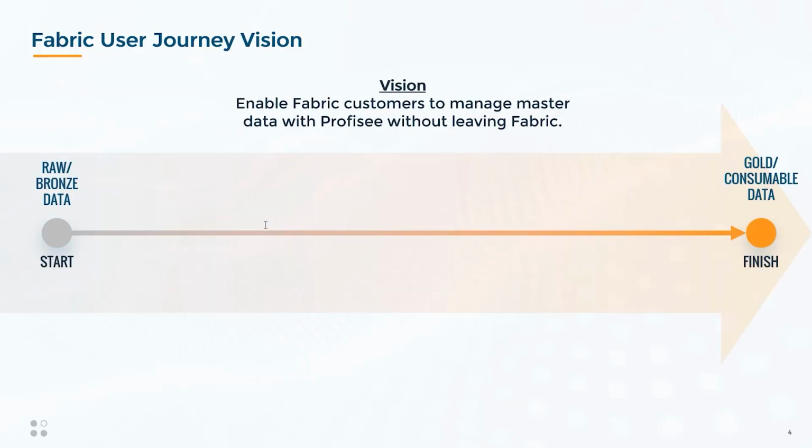If we look at that user journey, we want to start with our raw or bronze data, and we want to get it to gold or consumable data. And to get there, we need to be able to, as we saw, create our data product item inside of Fabric. We need to then be able to configure our models to define our entities and our columns or attributes. We then need to be able to load some raw data into that from our bronze area of our OneLake. We then need to be able to configure our data quality rules. We need to be able to configure our matching process.